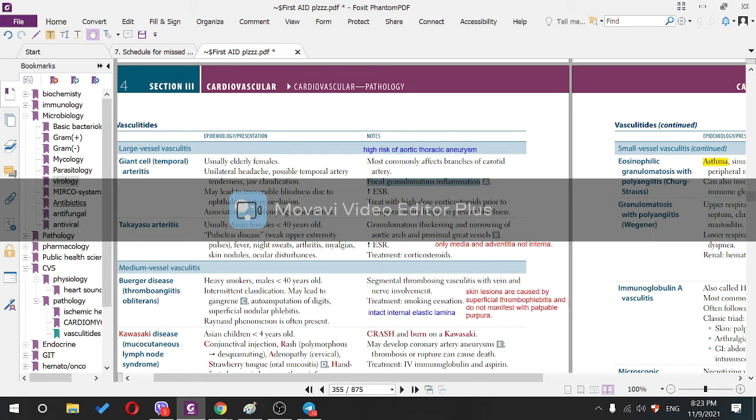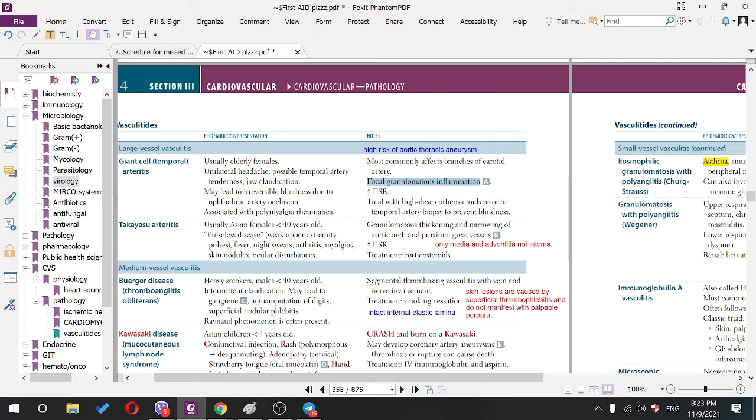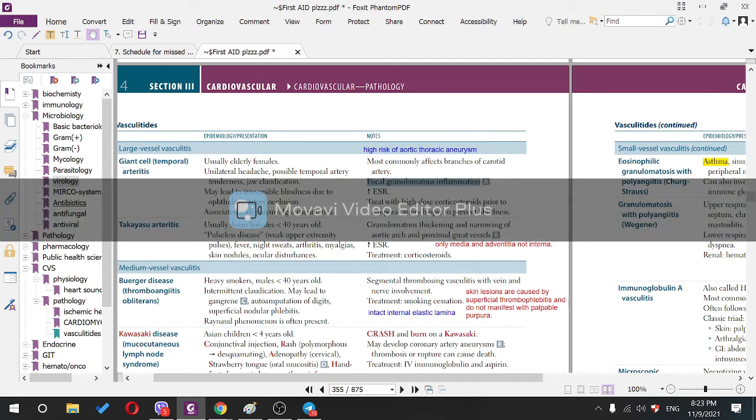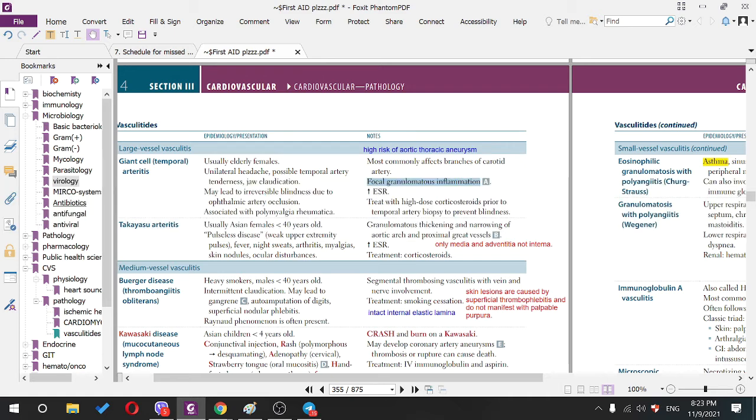So ESR will be decreased in case of sickle cell, but in case of giant cell temporal arteritis, it will be high. Any case of vasculitis will lead to higher ESR. So this is important. I told you this was the only condition that we use ESR for diagnosing actually. The other ones we just did it just in case, to rule out diseases. But we never used it to rule in diseases.